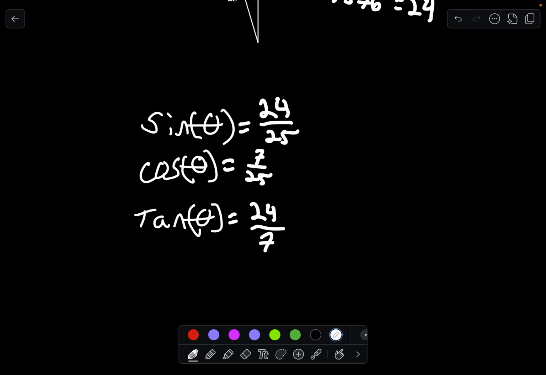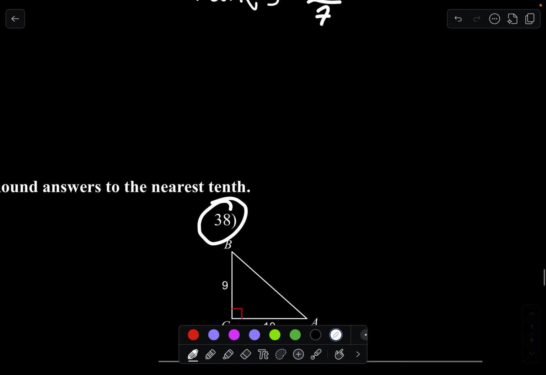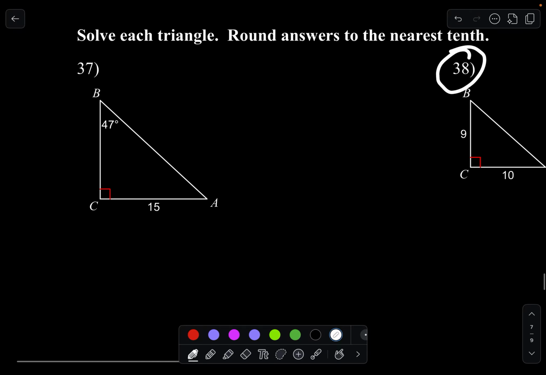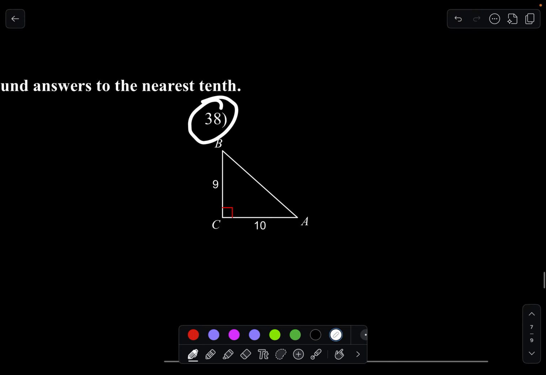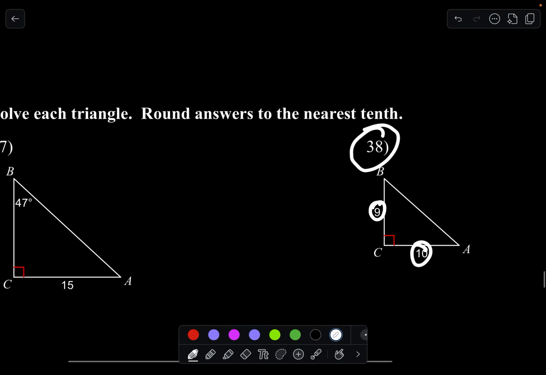All right? So that's how you do that. It's not that bad. Now, solve each triangle, round the answers to the nearest tenth. Notice on 38, we have 2 of the sides. We can use Pythagorean to find the third side. That's what it means. We have to find all the sides and all the interior angles. That's what it means to solve.